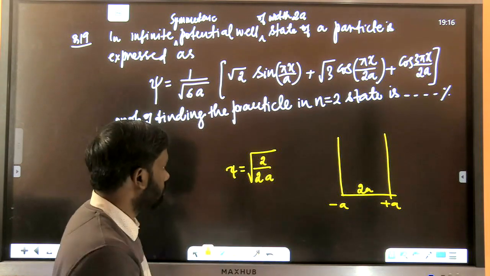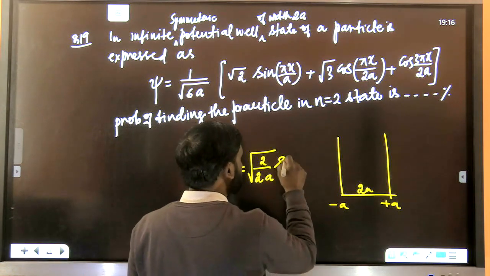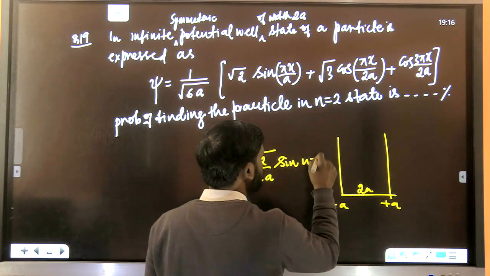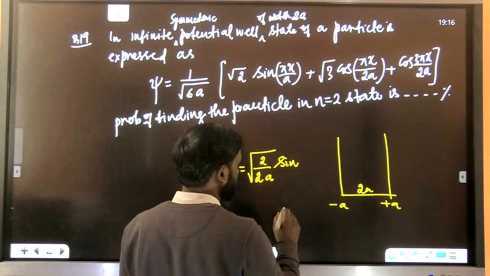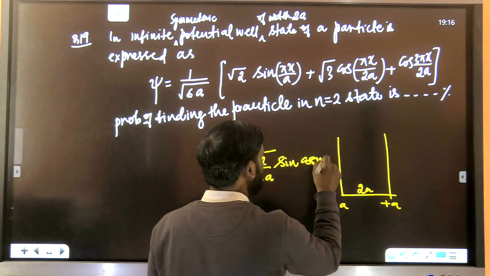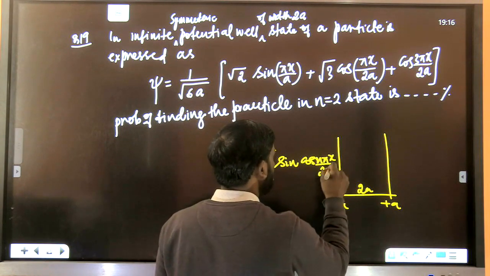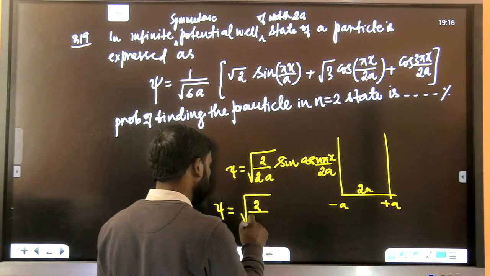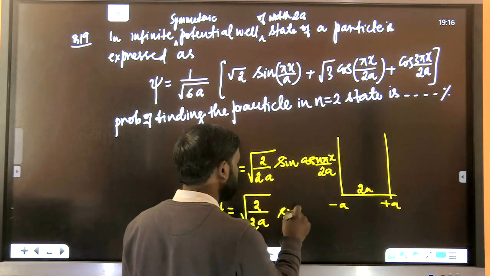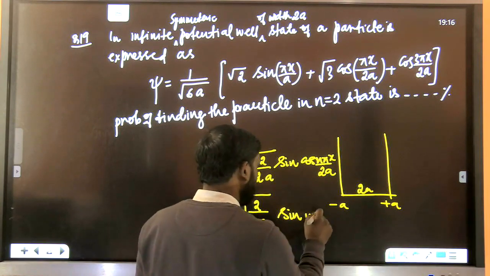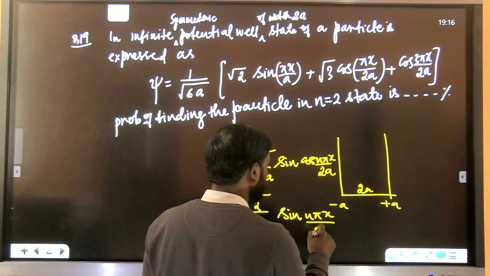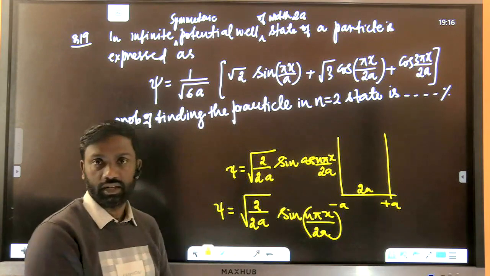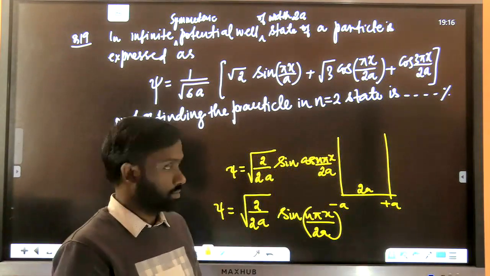Okay, so we can write root 2 by 2a, and here we write sine n pi x. Sorry, first we write cos. Okay, so cos n pi x upon 2a we write. And psi is equal to root 2 by 2a, and sine n pi x upon 2a. This is how we write the eigenstates of the Hamiltonian for this system.